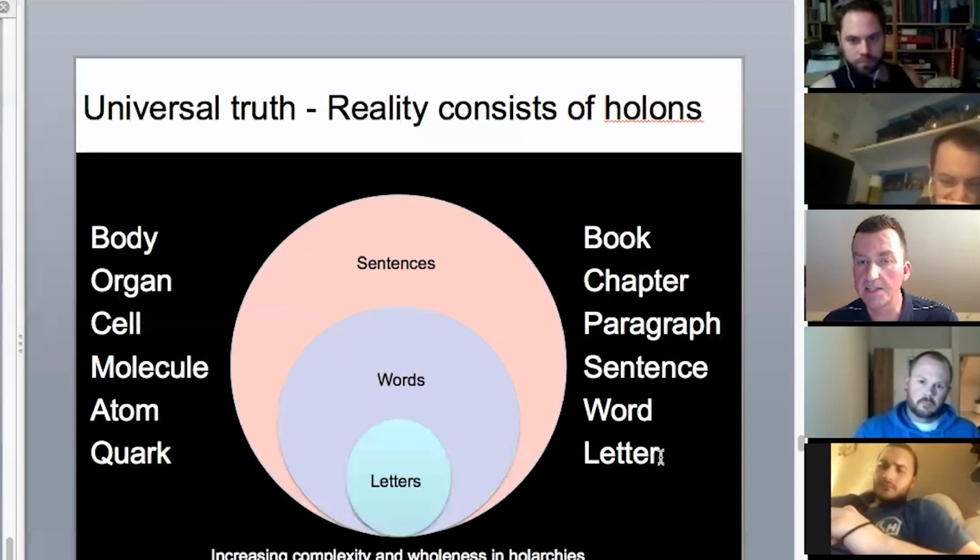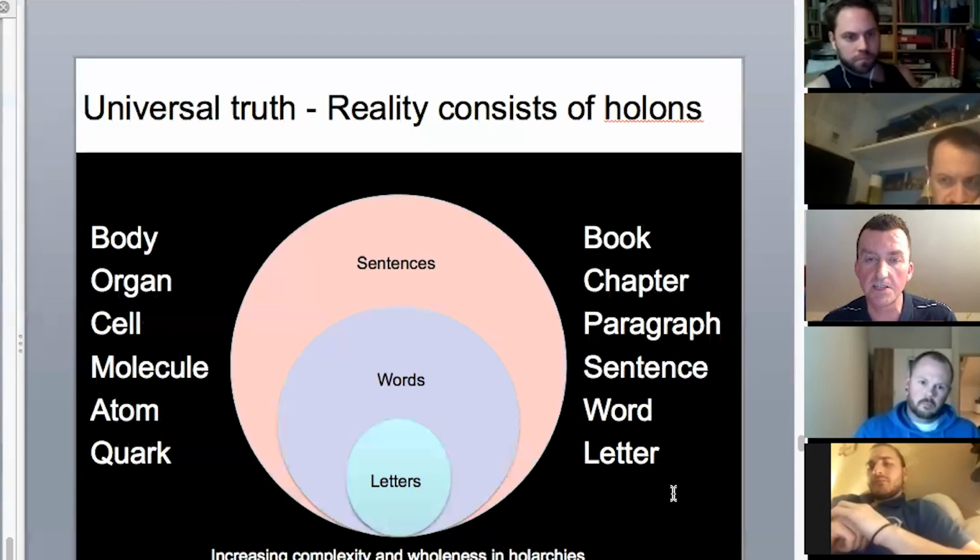We can use it again with a book as well. Letters come together to form words, sentences, paragraphs, chapters, and books. Each one of these exhibits a greater level of complexity that isn't there if you just take the parts away and have the parts as a separate self. It exhibits a greater level of complexity and wholeness.